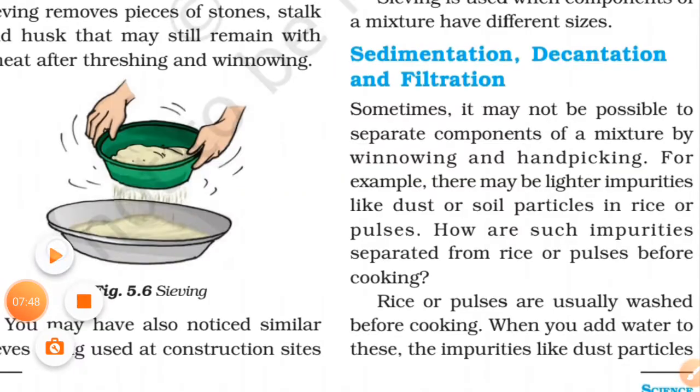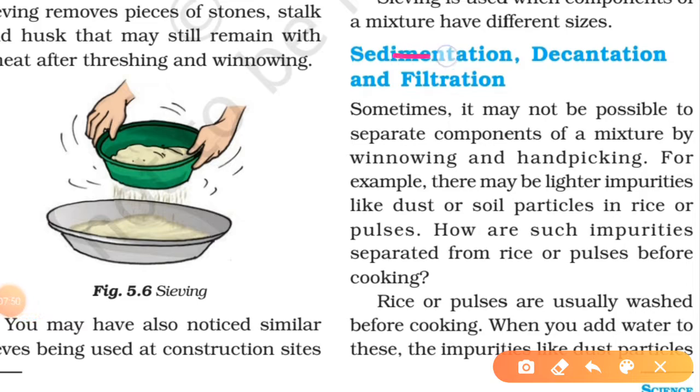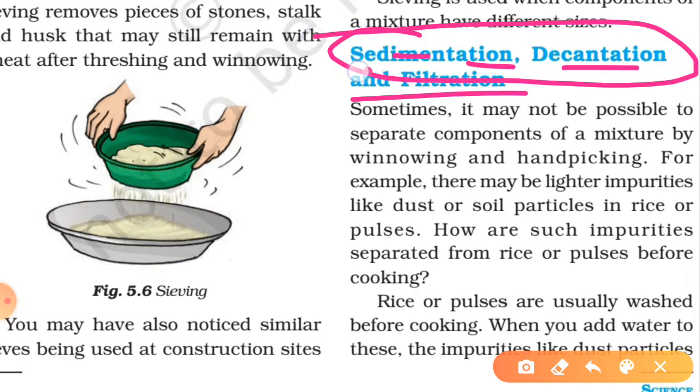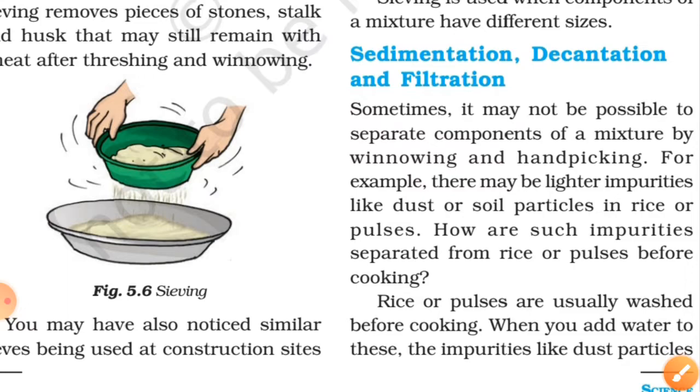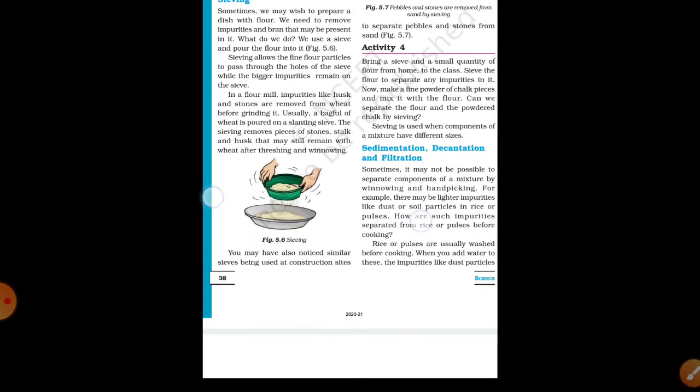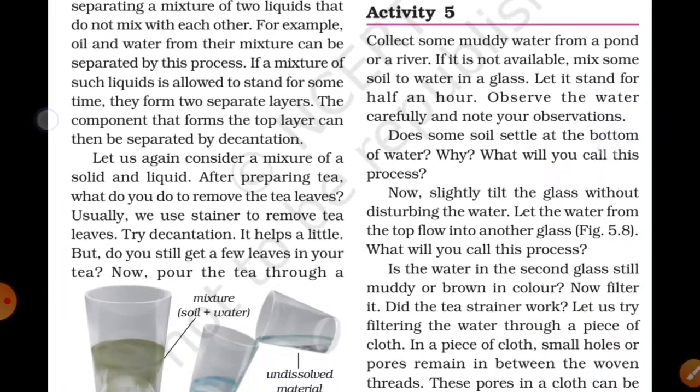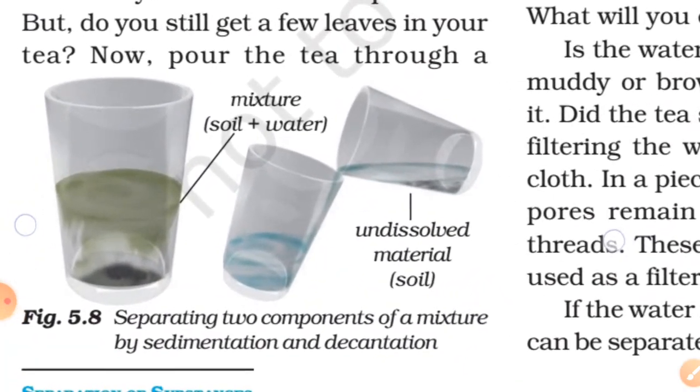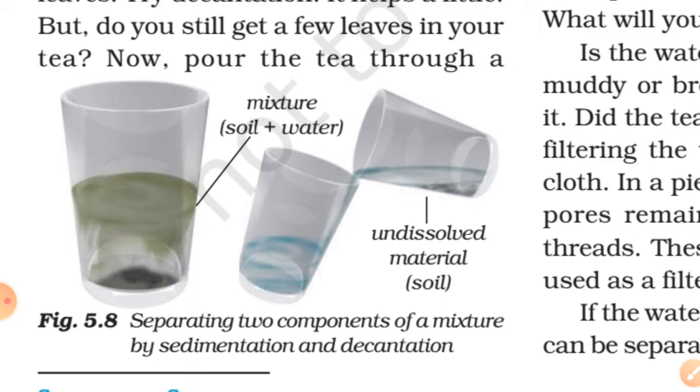Okay, so our next method of separation is sedimentation, decantation and filtration. In this method, three methods are used: sedimentation, decantation and filtration. So first we will learn about sedimentation and decantation. I will give you one example. If we have to separate sand, earth or soil plus water, and we have to separate soil from that water, what will we do in this case? First we will use the method of sedimentation.